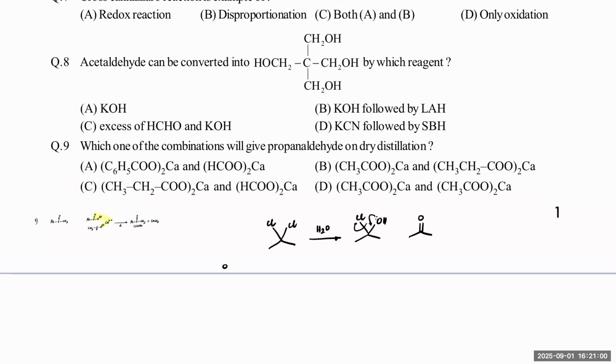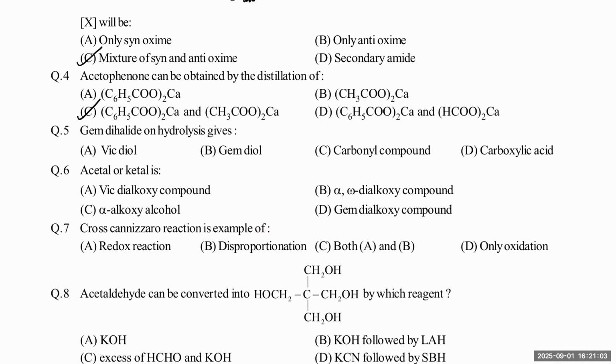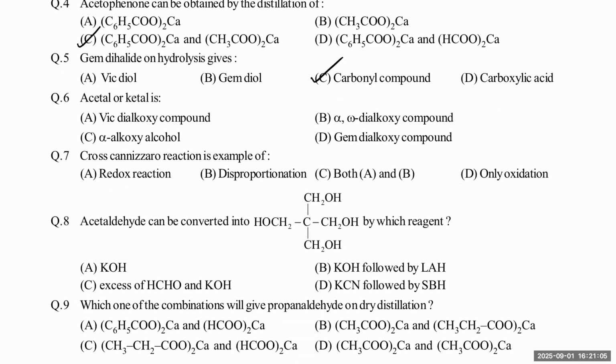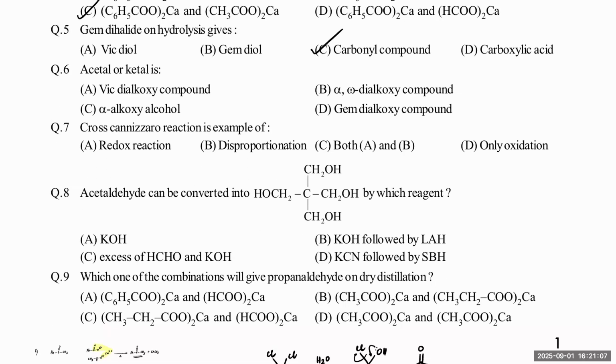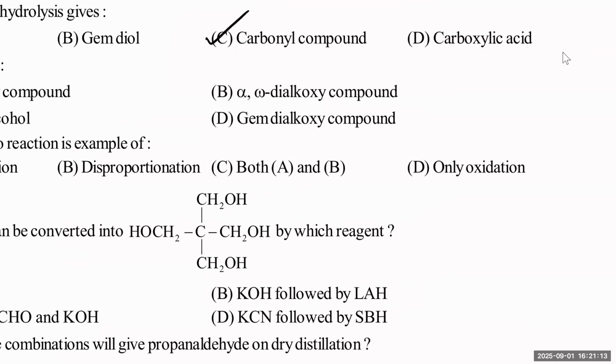So what are we going to get? We are going to get a keto form, which means a carbonyl compound is formed. Next, sixth, acetal or ketal is what? Acetal or ketal means you will have a group like this, OR and OR. What is this? This is an alkoxide, at which position? Geminal position. That is why it is called geminal dialkoxide.